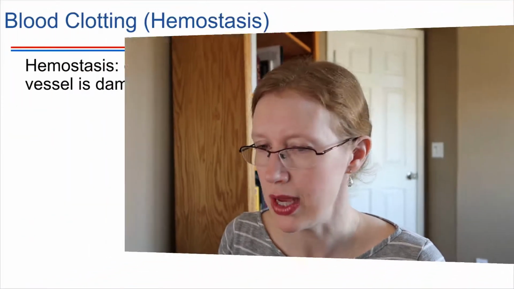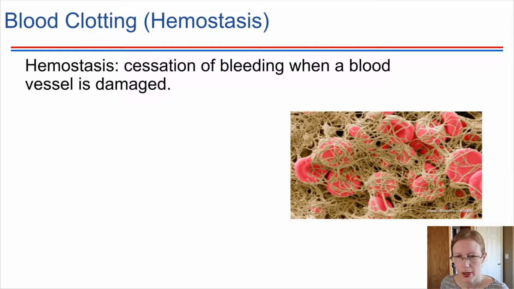Now let's talk about blood clotting. Hemostasis is the ability of the body to stop bleeding when damage happens to a blood vessel. So hemostasis is just the word that's referring to blood clotting taking place. Blood clotting, this is a picture of a blood clot, ends up producing this network of fibers.